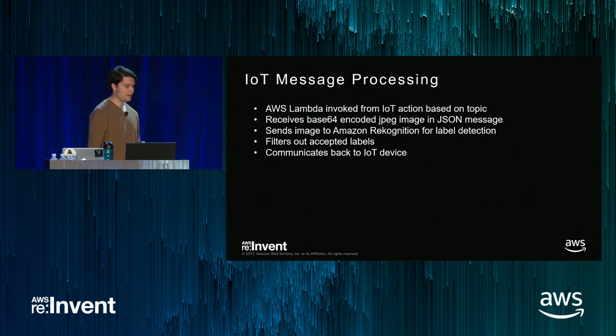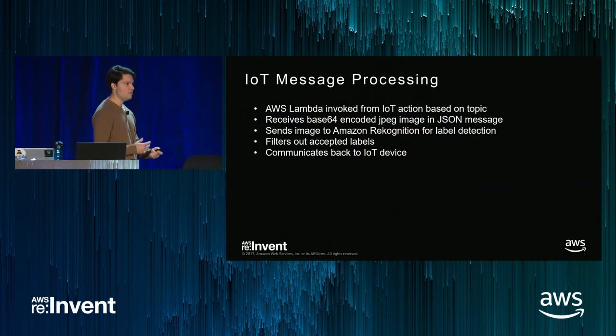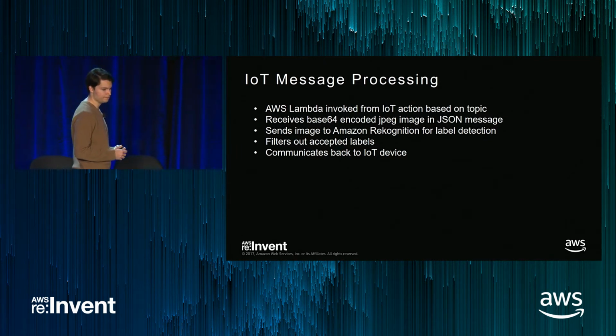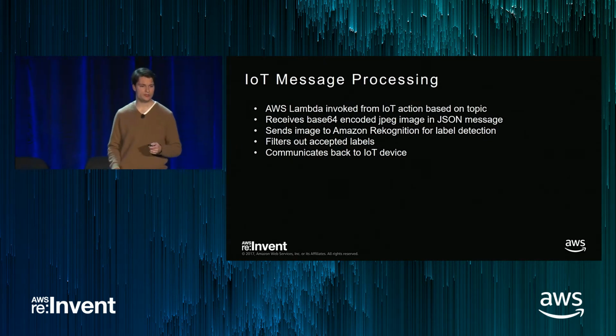So at this point, we have a Lambda up and running. But how do we modify this Lambda so that it's able to communicate back and forth with Rekognition with our image? So how we do this, there's a couple things we have to do.